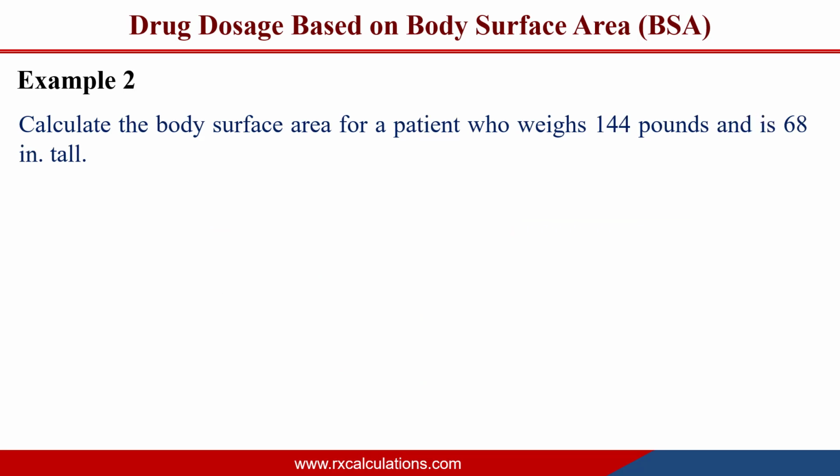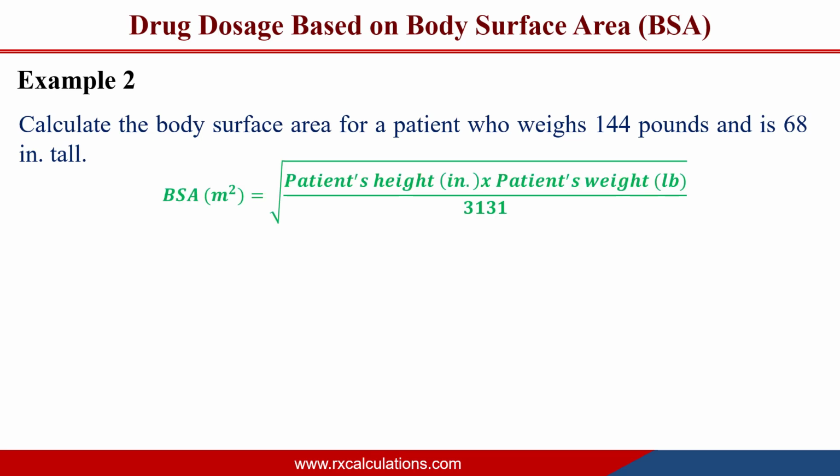Let's take a look at another example. So this question says calculate the body surface area for a patient who weighs 144 pounds and is 68 inches tall. Now, based on the patient information provided, the most appropriate form of the Mosteller equation to use would be BSA in meters squared being equal to the square root of the patient's height in inches times the patient's weight in pounds divided by 3131. And the reason being, once again, that the units that we have in the equation match exactly with the units of the patient information provided. So that would allow us to determine the BSA very quickly.